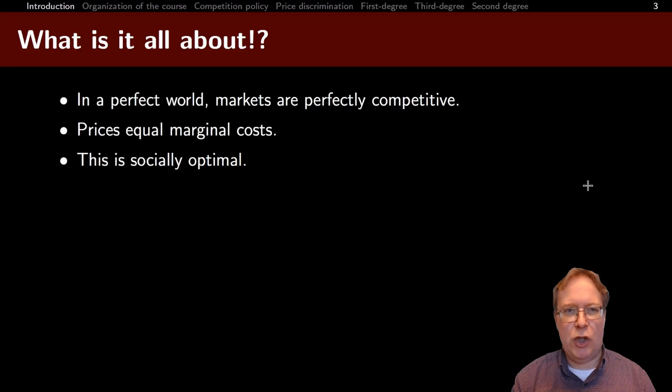Okay, so let's first do an introduction to the course content. This goes back to your first year microeconomics, where we studied consumers and firms, but we also assumed that everything was perfect, that markets were perfectly competitive, at least for most of the course, which implied that prices equaled marginal cost, and we noted that that is the socially optimal outcome.